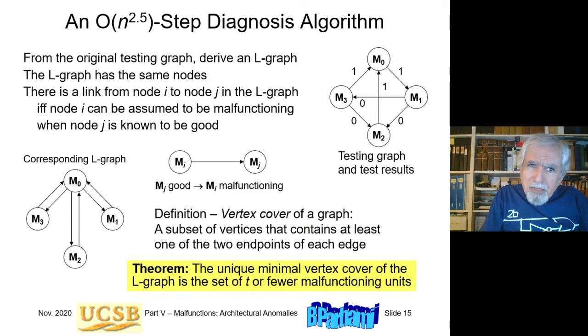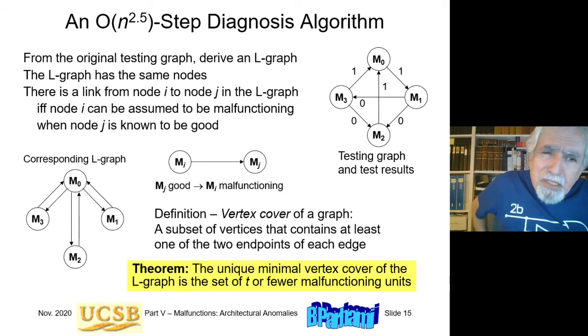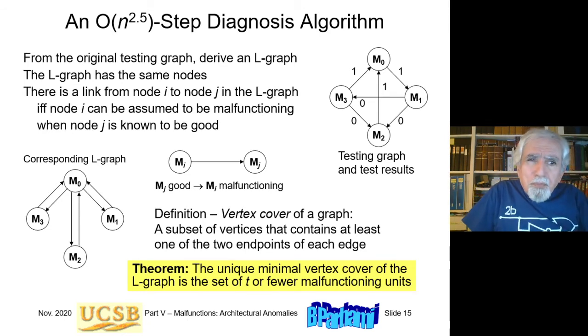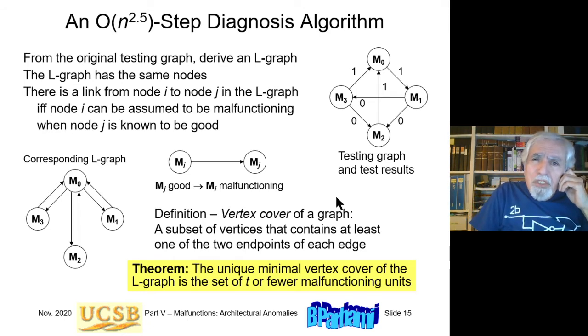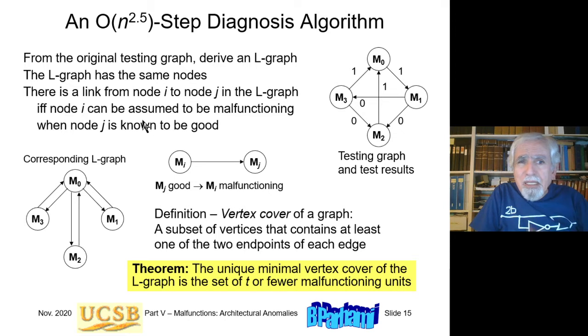More efficient algorithms exist. For example, this is an order n to the 2.5 step diagnosis algorithm. From the original testing graph, we construct something we call the L graph. The L graph has the same nodes as the original testing graph. There's a link from node I to node J in the L graph if and only if node I can be assumed to be malfunctioning when node J is known to be good.